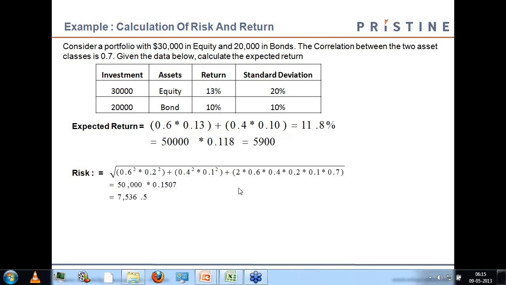Right? To calculate the risk, I'm looking at the standard deviation of the portfolio. For this, we take the correlation between the two assets, which is given to me as 0.7. We already know the weight of the equity and the risk, that is the standard deviation of 20%. We'll use the formula accordingly.